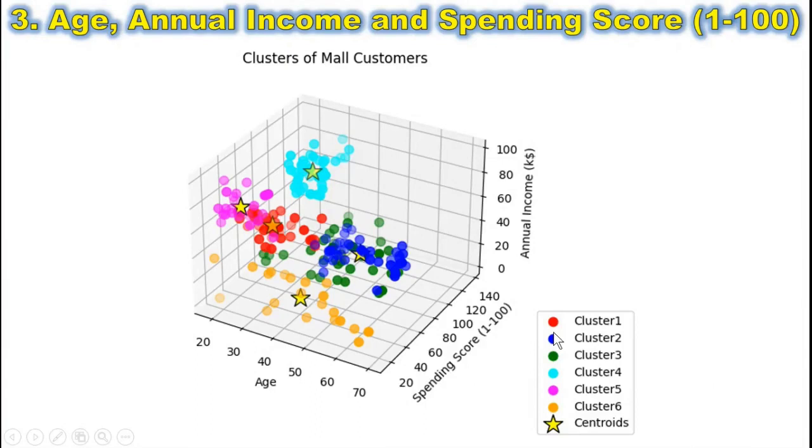This is the graph result of k-means clustering of the three features, age, annual income, and spending score, with 6 clusters. The graph is plotted in 3 dimensions. The red dots are cluster number 1. The blue dots are cluster number 2. The green dots underneath are cluster number 3. The cyan dots are cluster number 4. The magenta dots are cluster number 5. And the orange dots are cluster number 6. The stars represent the centroids or centers of every cluster.